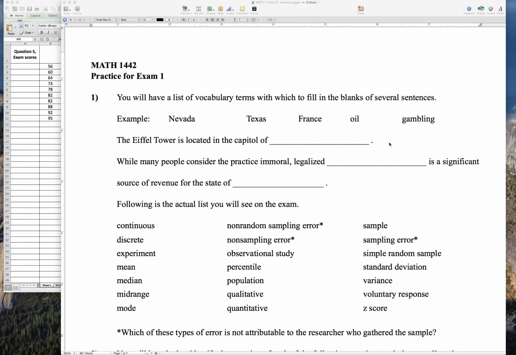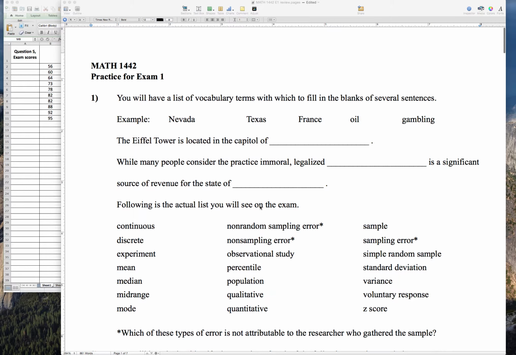And then you'll just fill in the blank in a couple of sentences that I have in question 1. My example here is the Eiffel Tower is located in the capital of, well, it's France. Many people consider the practice immoral, but legalized gambling is a significant source of revenue for the state of Nevada. So that's the kind of thing that you'll do in question 1.